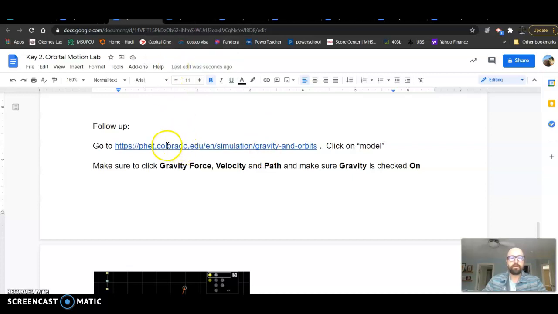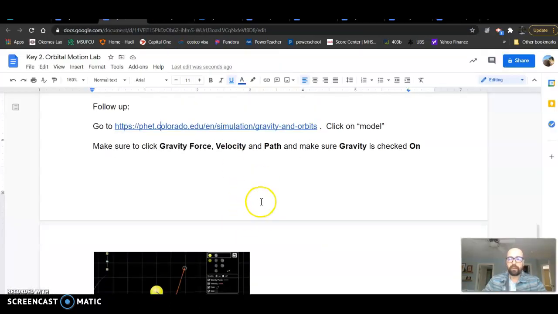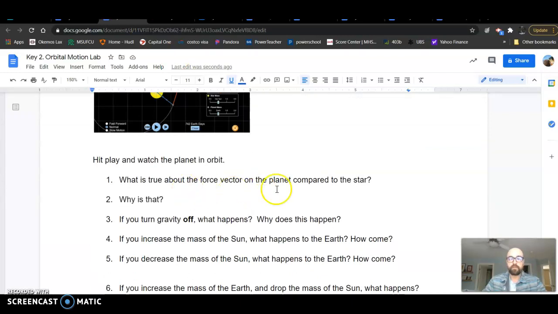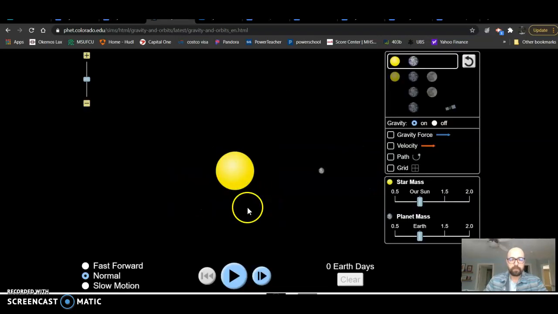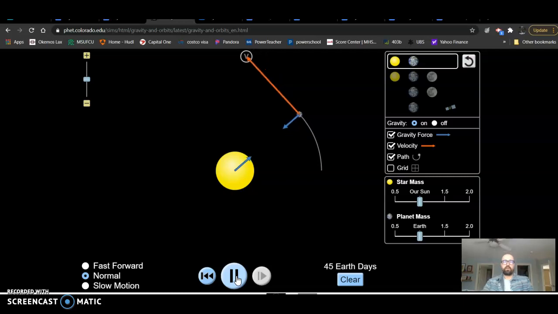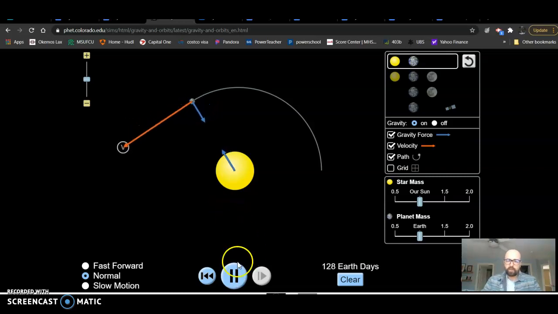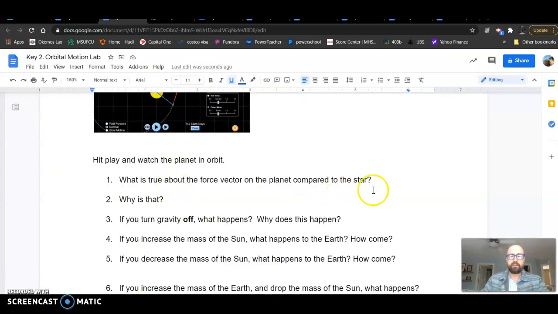Close this. All right, so then we took a look at this other simulation. And so the first thing we had to do was talk about what was true about the force vector on the planet when compared to the star. So let's take a look at that. So we're going to put these on, and it says, well, here's the force vectors right here in the planet and the star, and this gives you a great look at those being the same. We talked about why that is, but you should have an understanding of that. So these are the same size.